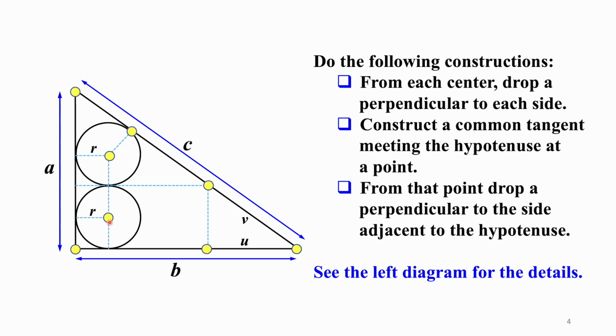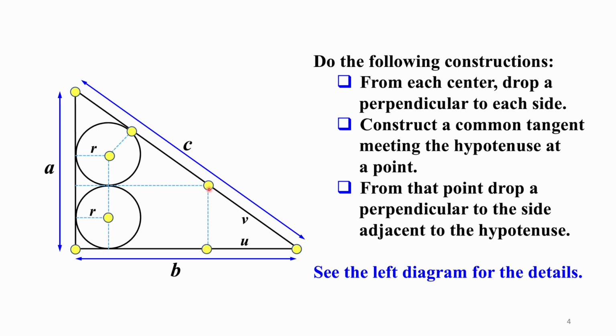Well, the question is, if we drop a perpendicular from this center to this side, what benefits could it have? So we drop a perpendicular here. How do we find the length of this part? Which is not so easy. Instead, we construct a common tangent through this tangent point of these two circles. This common tangent is parallel to side B and intersecting side C at a point. From this point, we drop a perpendicular to side B.